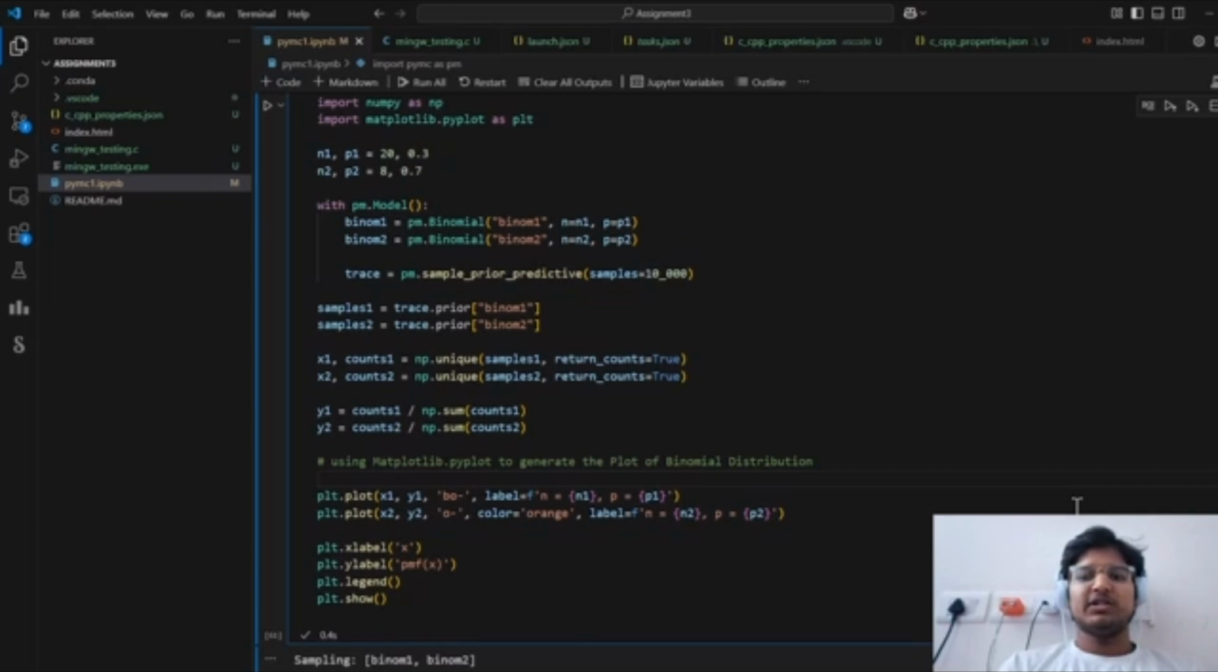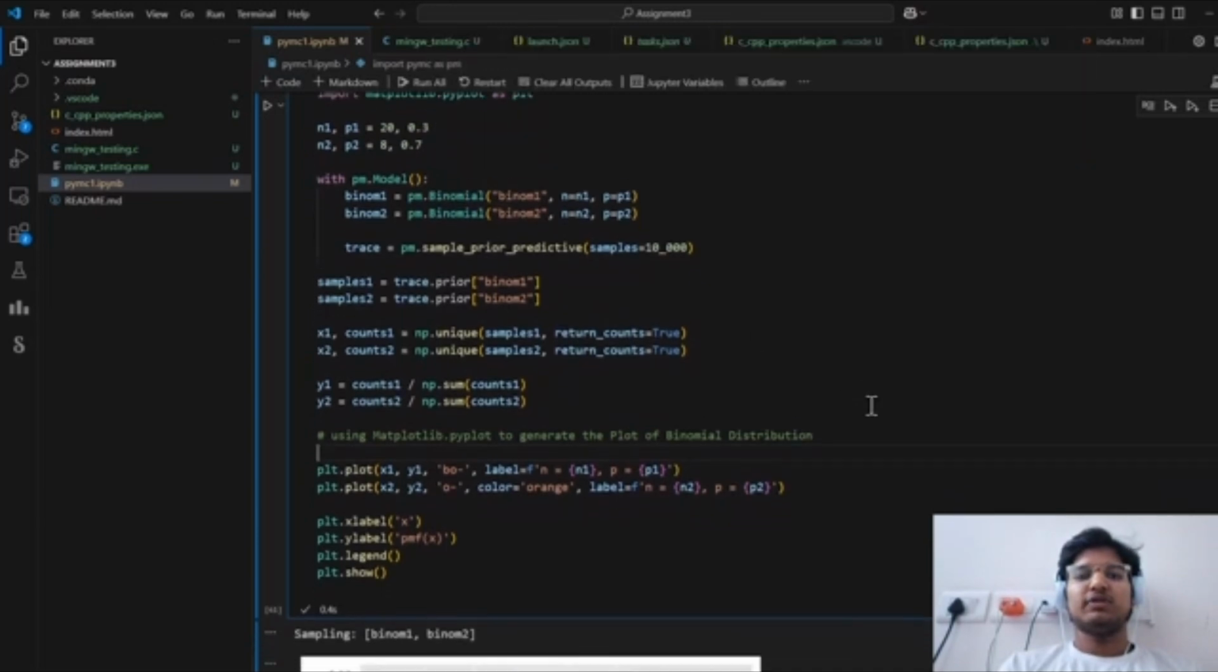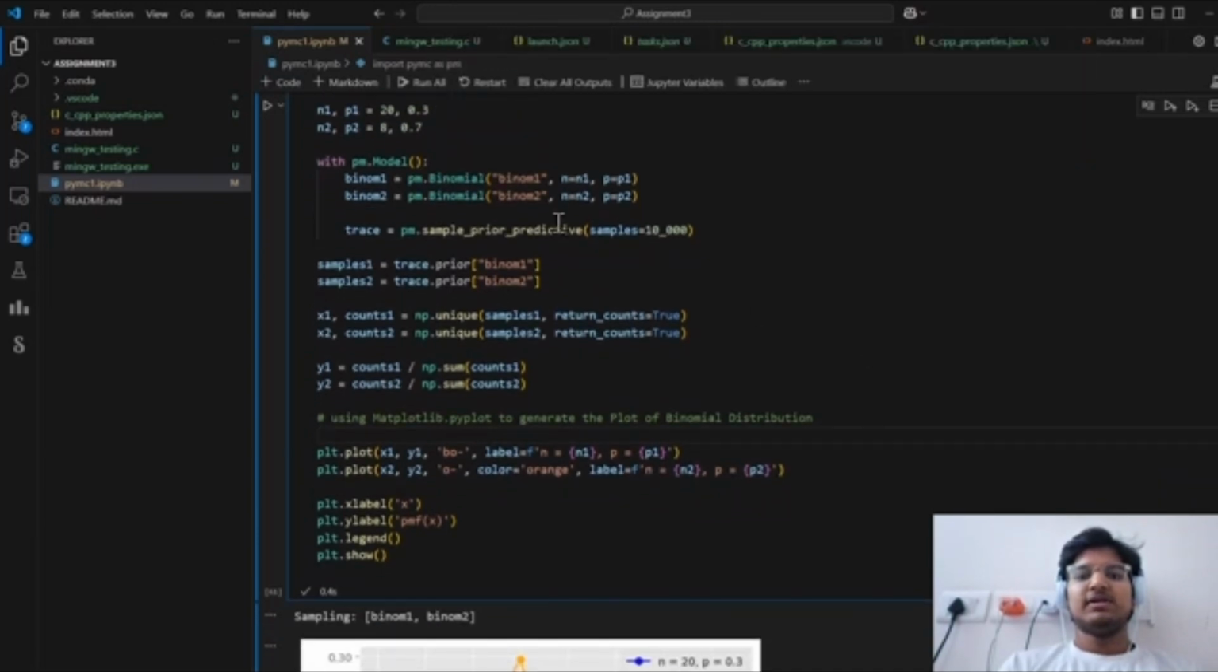With pm.Model generates a probability space inside which we have taken two random variables, binom1 and binom2, where I have given the number of trials and probability of success from here, and use pm.Binomial to convert into a binomial random variable. What this trace line does is that it samples the binomial distribution 10,000 times. I have given it 10,000 times and it converts it into the number of successes each time it occurs.